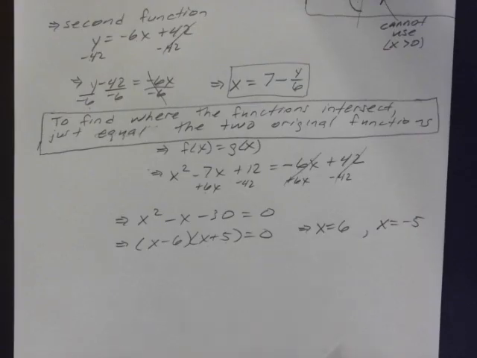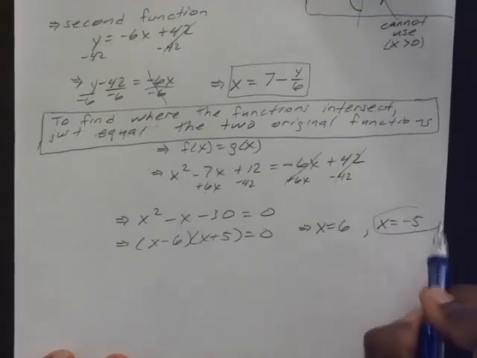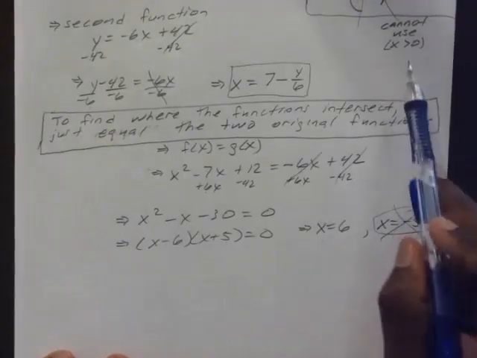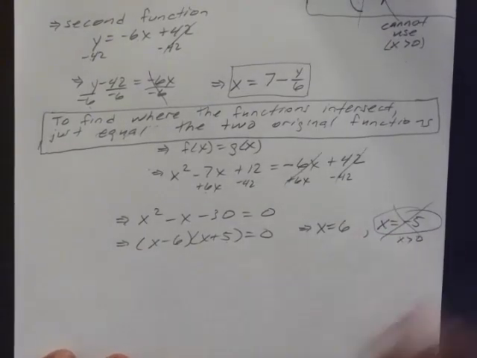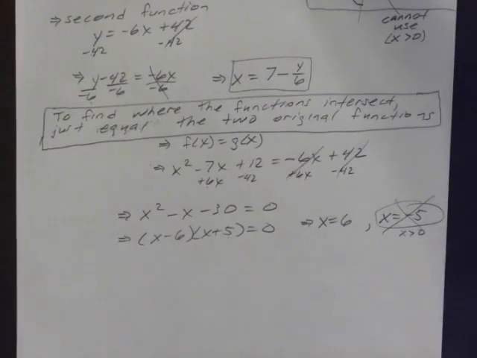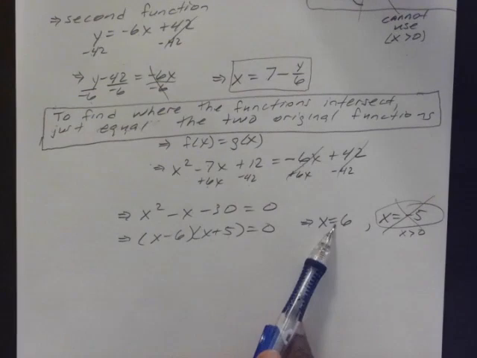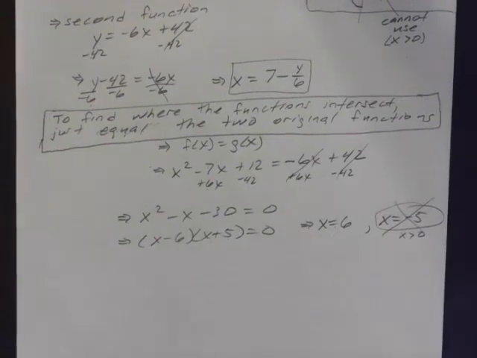But once again, those may be two of our solutions, but we cannot use this one because x has to be greater than 0. So we know they intersect when x is equal to 6, which doesn't do us much good because we need to know where they intersect with respect to y, but we can still find that.